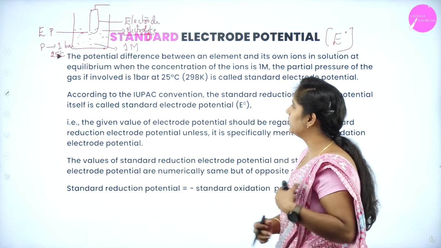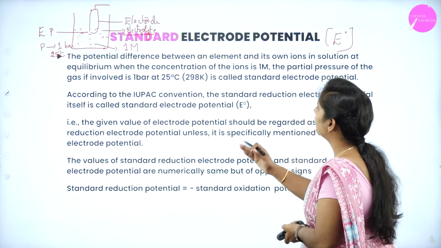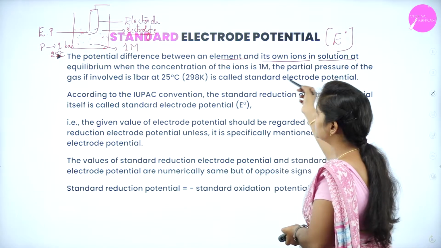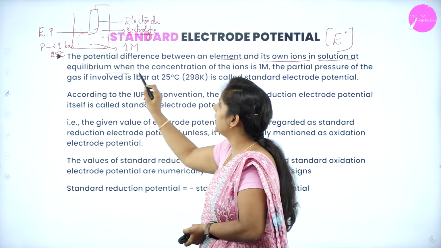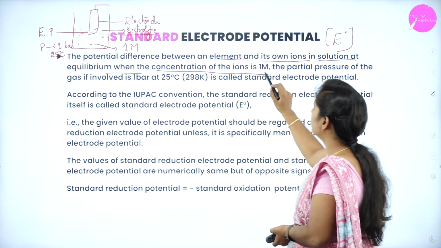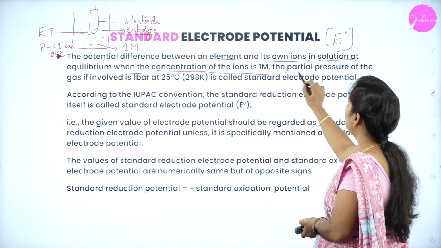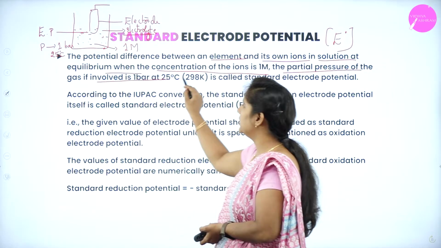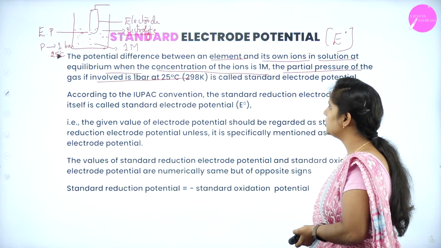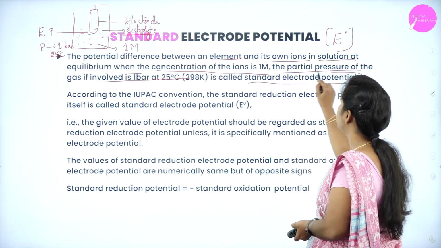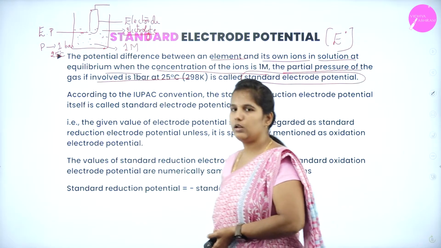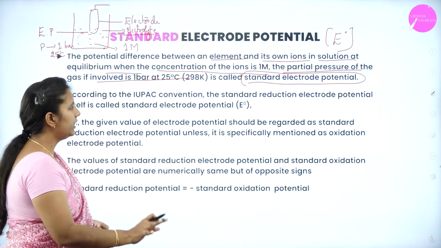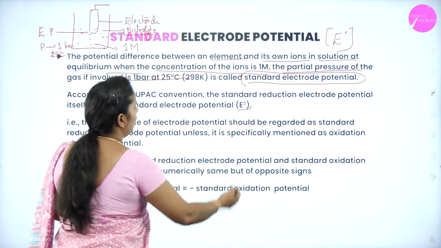So from the definition, it is the potential difference between an element and its own ion in a solution at equilibrium, when the concentration of the ion is 1 molar and the partial pressure of the gas evolved is 1 bar at 25 degrees Celsius, which is known as the standard electrode potential. It is usually denoted by the symbol E0.